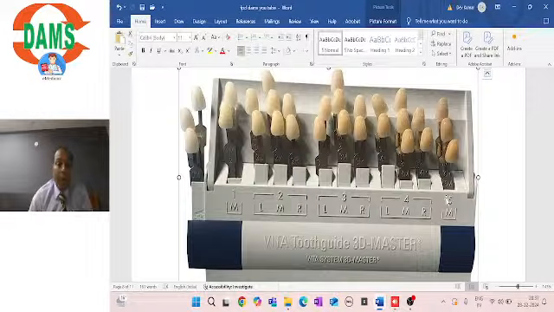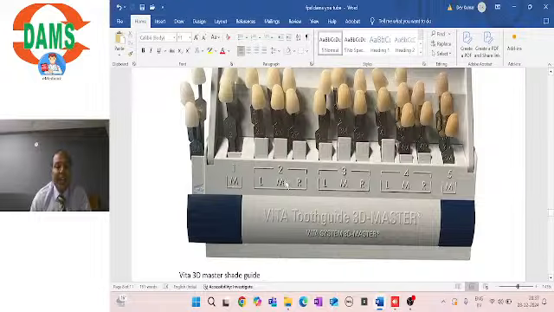Now understand how. When we are using this Vita 3D Master, you can see 1, 2, 3, 4, 5; these signify the value of the tooth. Then you see that in every value there is M: 1M, 2M, 3M, and 4M. This is a sample shade. So first of all we will check on which value our tooth lies.